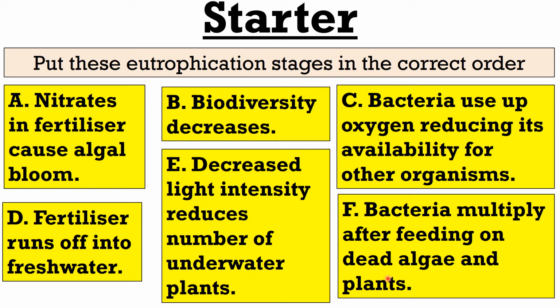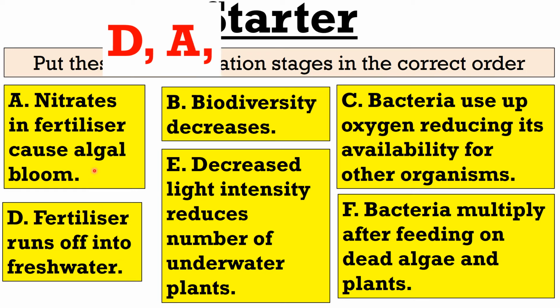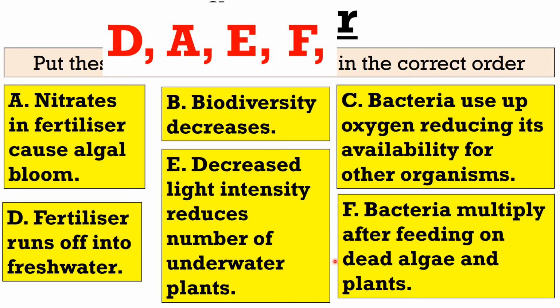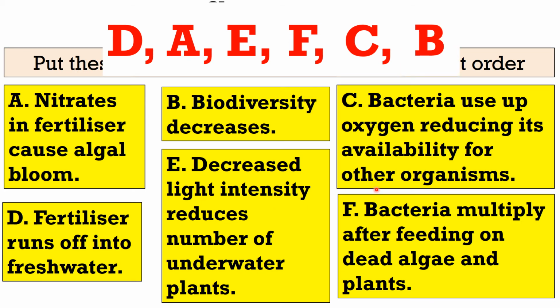So the effect of fertilizer running off into water. So you should have D first, so fertilizer runs off into fresh water. A, nitrates cause algal bloom. Then E, reduction in light intensity, so underwater plants die because they can't carry out photosynthesis. F, bacteria multiply after feeding on dead algae in plants. And finally, not quite finally, C, bacteria use up the oxygen. And then finally, B, biodiversity decreases.